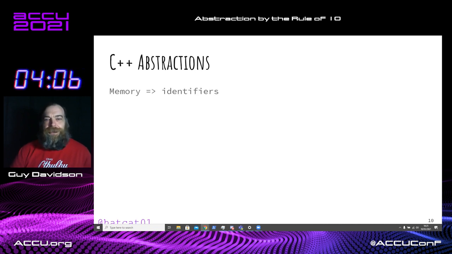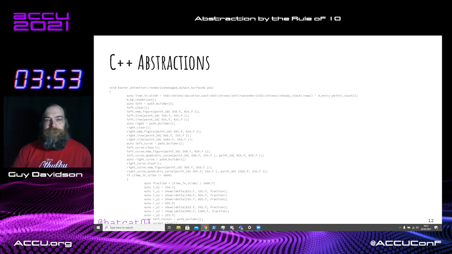Our first two abstraction mechanisms are the object and the function. Objects abstract the content of memory to identifiers. Functions also abstract the content of memory to identifiers as well. The first is for state, whilst the second is for execution. So look at this function. It's a lovely function, isn't it? It has lots of state and lots of execution.